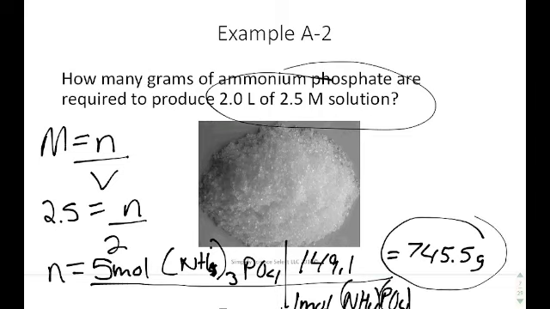So in order to do this, you would take 745 grams, put it in a 2-liter volumetric flask, and fill it with distilled water up to that line. It does not mean that you would take 2 liters of water and add it to the 745 grams. Your concentration would be off at that point. You need to make sure that you dilute it to the line, including the volume of the solute there.